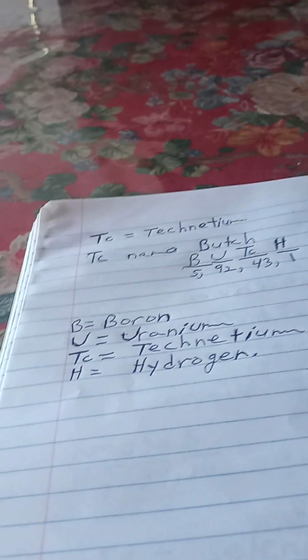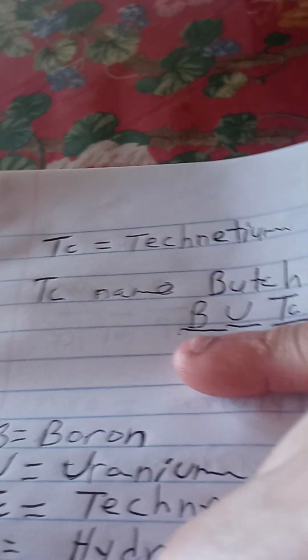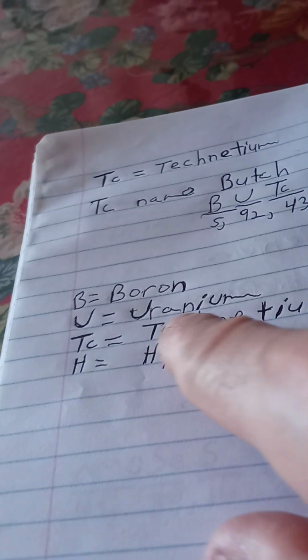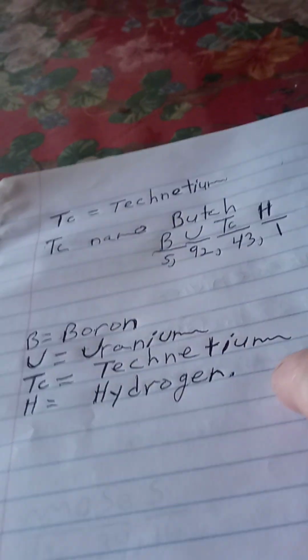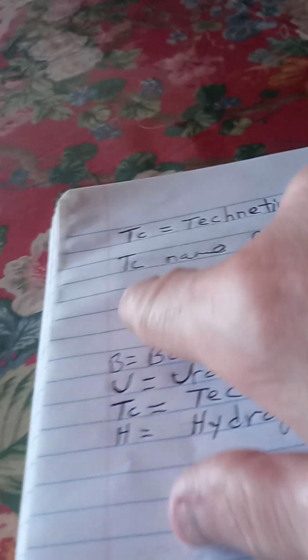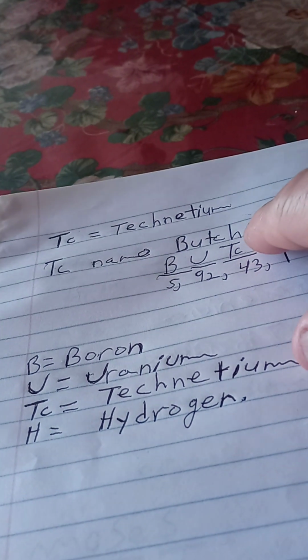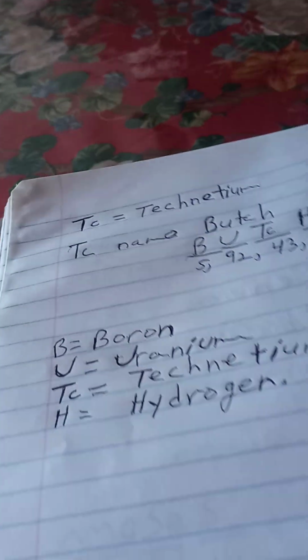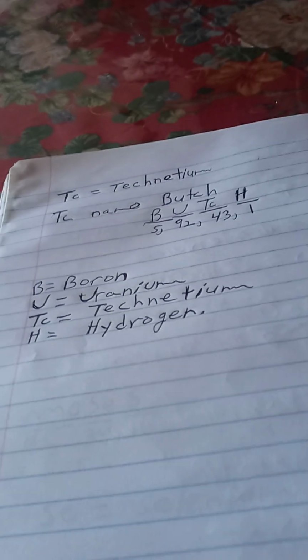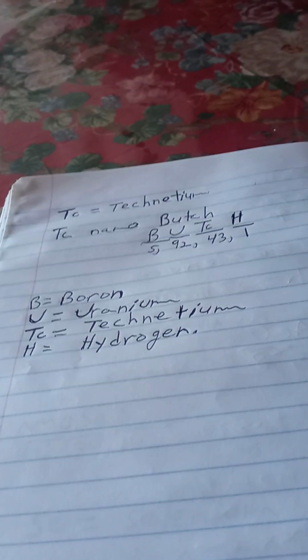Now, you don't have to remember the atomic number. You can cover the atomic number and just remember that capital T and the c is for technetium, as you see down here. So the name Butch is a good way to remember not only that Tc is technetium, but you have B for boron, H for hydrogen, and capital U for uranium. And here it is right here. I'm going to hold it here for a second so you can see for yourself.